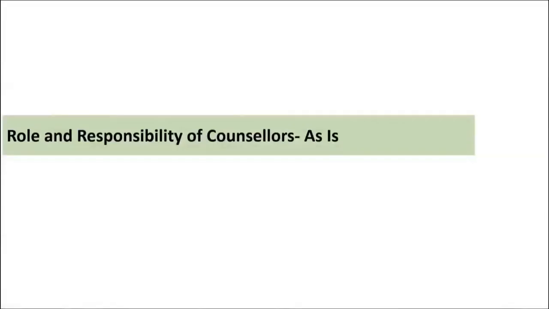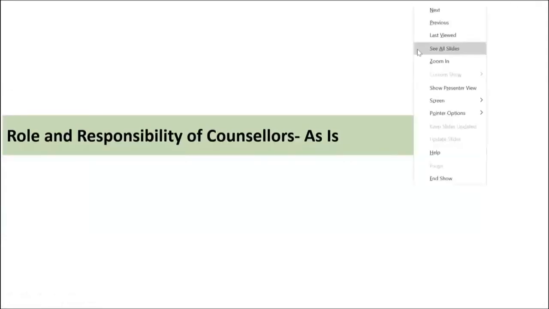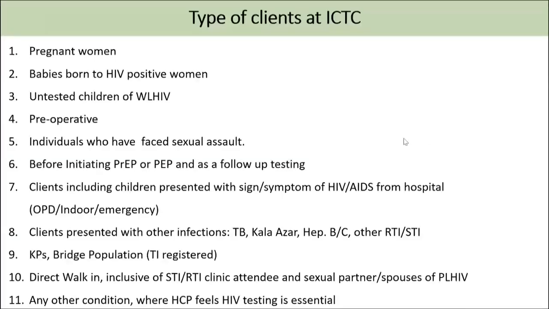So basically, if you look at the current roles and responsibilities of counselors, I go back to the guidelines which were released in December 2016. Many of the things are mentioned there, and all the counselors have been following it in spirit. If you look at the type of clients at the ICTC, I'm sure this is something which every one of you would be aware about, and the counselors relate to this particular chart, wherein there are different types of clients mentioned in the guideline, and these are the priority population for us.